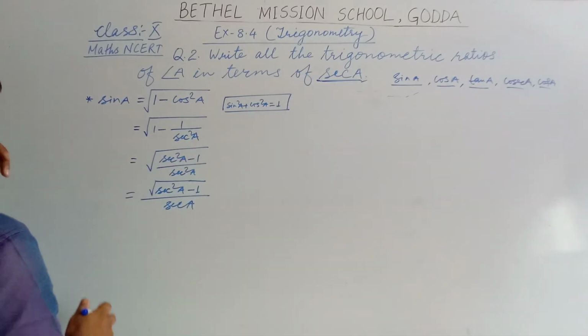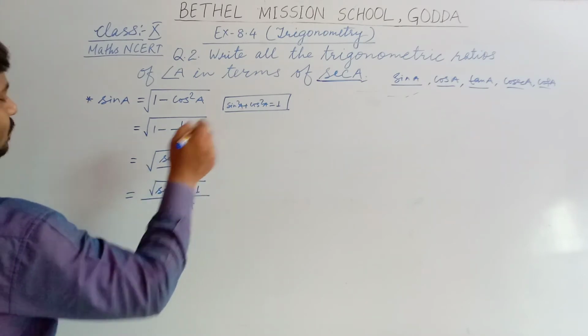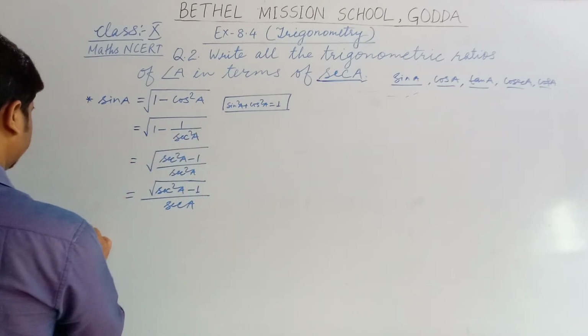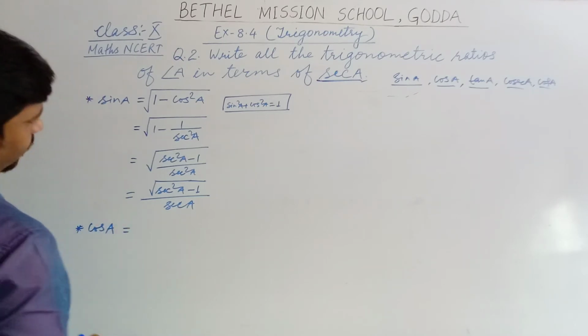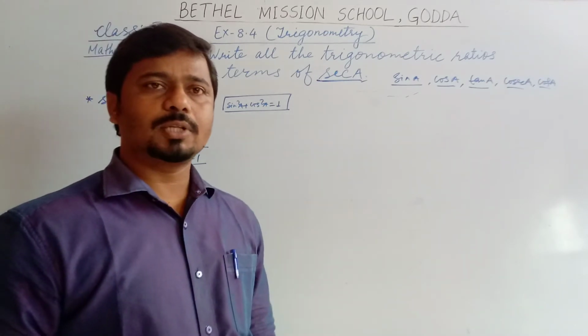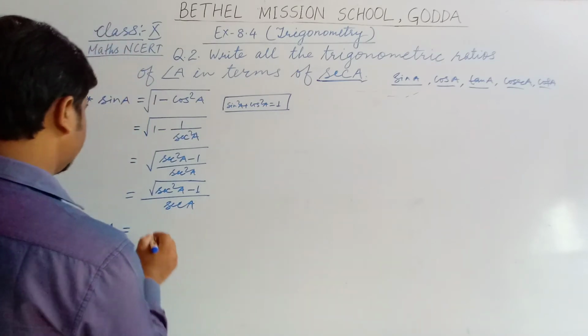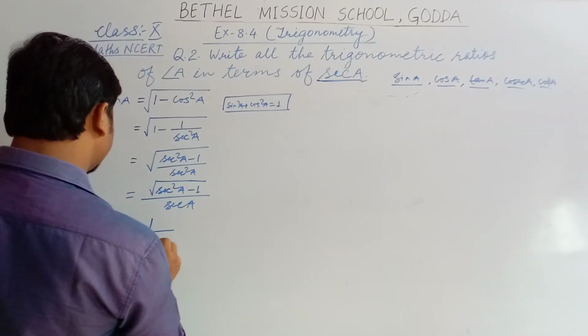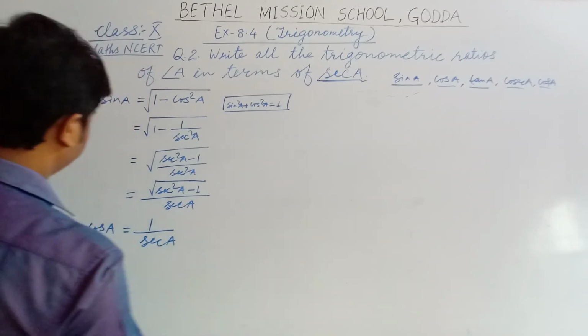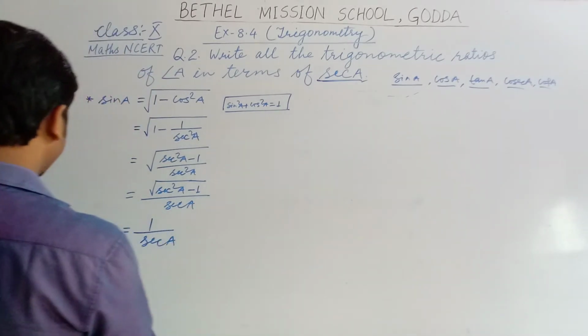So this is another one, cos A. Cos A, you know that sec A is the reciprocal of cos A. So here it is very easy to change. Cos A equal to 1 upon sec A. Third is tan A.